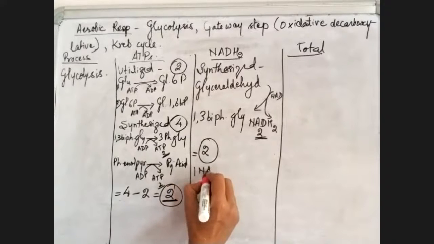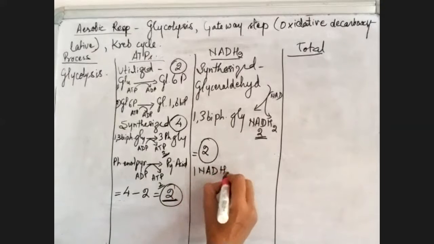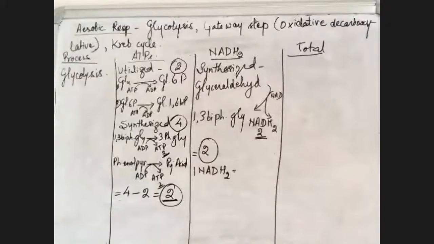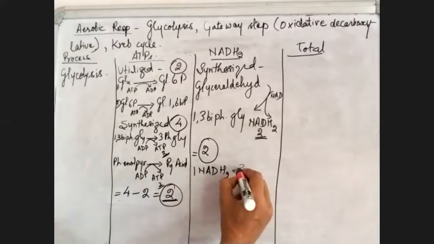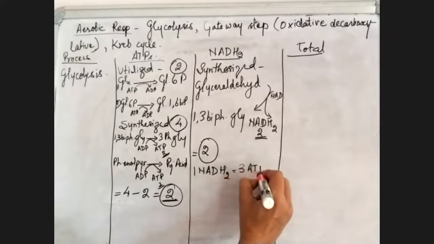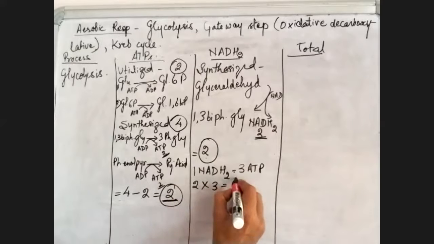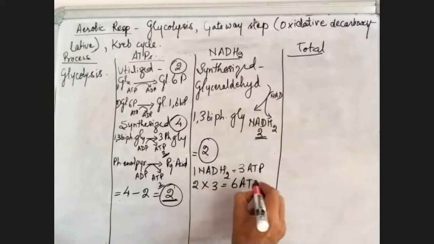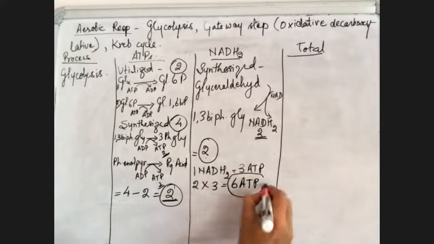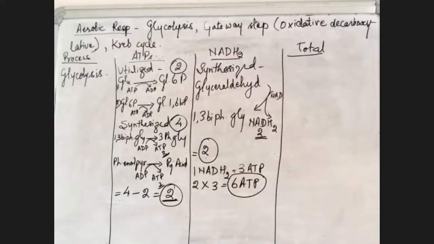And one NADH2 is equal to how many ATPs? Who's going to tell me? One NADH2 is equal to how many ATPs? 3 ATPs. Yes, again it's Tadarani. One NADH2 is 3 ATP. So two are formed. So 2 into 3 is equal to 6 ATPs. So in all, during the process of glycolysis, from NADH2 we got 6 ATPs.